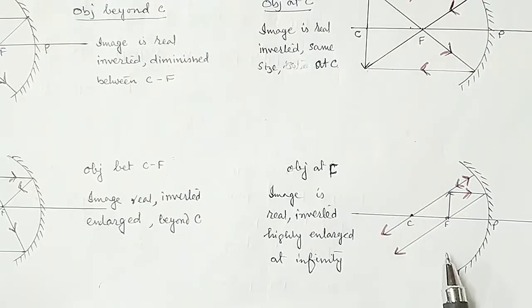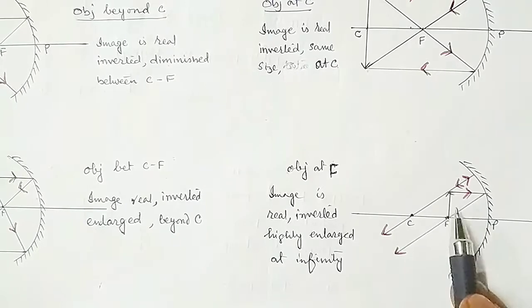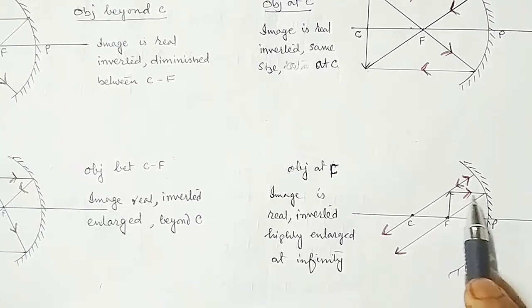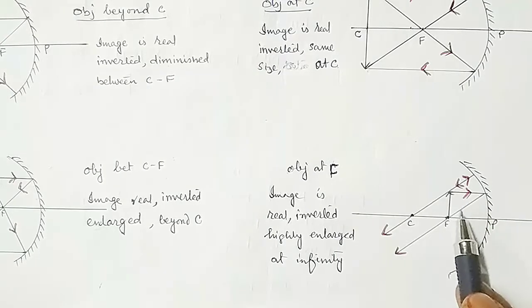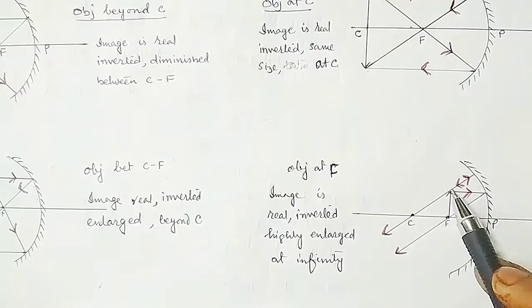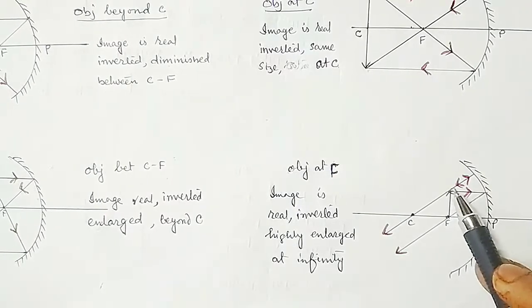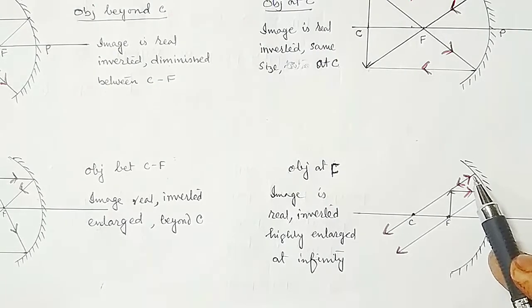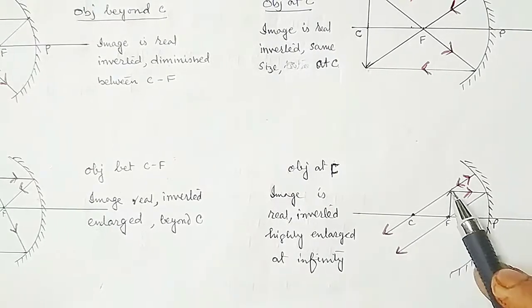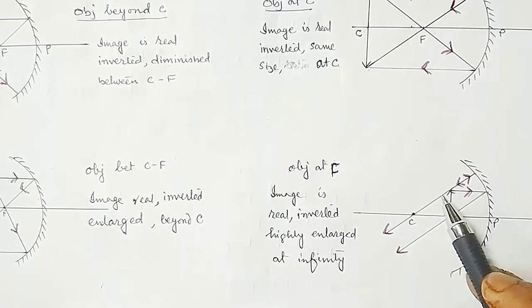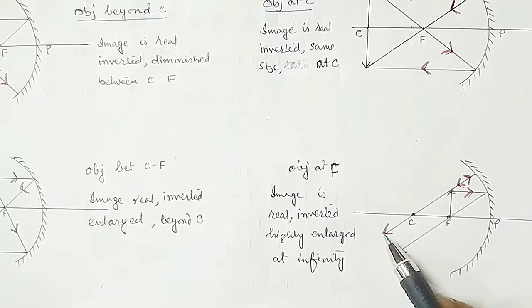This is the sixth case, when the object is kept at focus. Now, any ray which is parallel to the principal axis, we know after reflection always passes through the focus. This ray also, after deflection from the mirror, will reflect in such a way that it will pass through the focus. This is another ray which is in the direction of C. We know any ray in the direction of C, after deflection, retraces its path. That means it will move in the opposite direction. So from here, one ray will go, and after striking the mirror, it will reflect in such a way that it will pass through C.